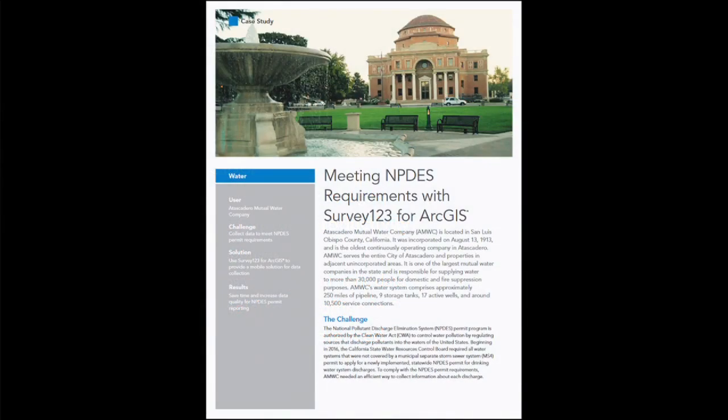So I wanted to cover a couple of organizations that have used Survey123 in different areas. This is the city of Atascadero's water district. Atascadero is a town a bit up the coast here in California. And they, like everybody else in America, when they have a chemical spill, they need to tell the EPA about it. And there's a form for that.